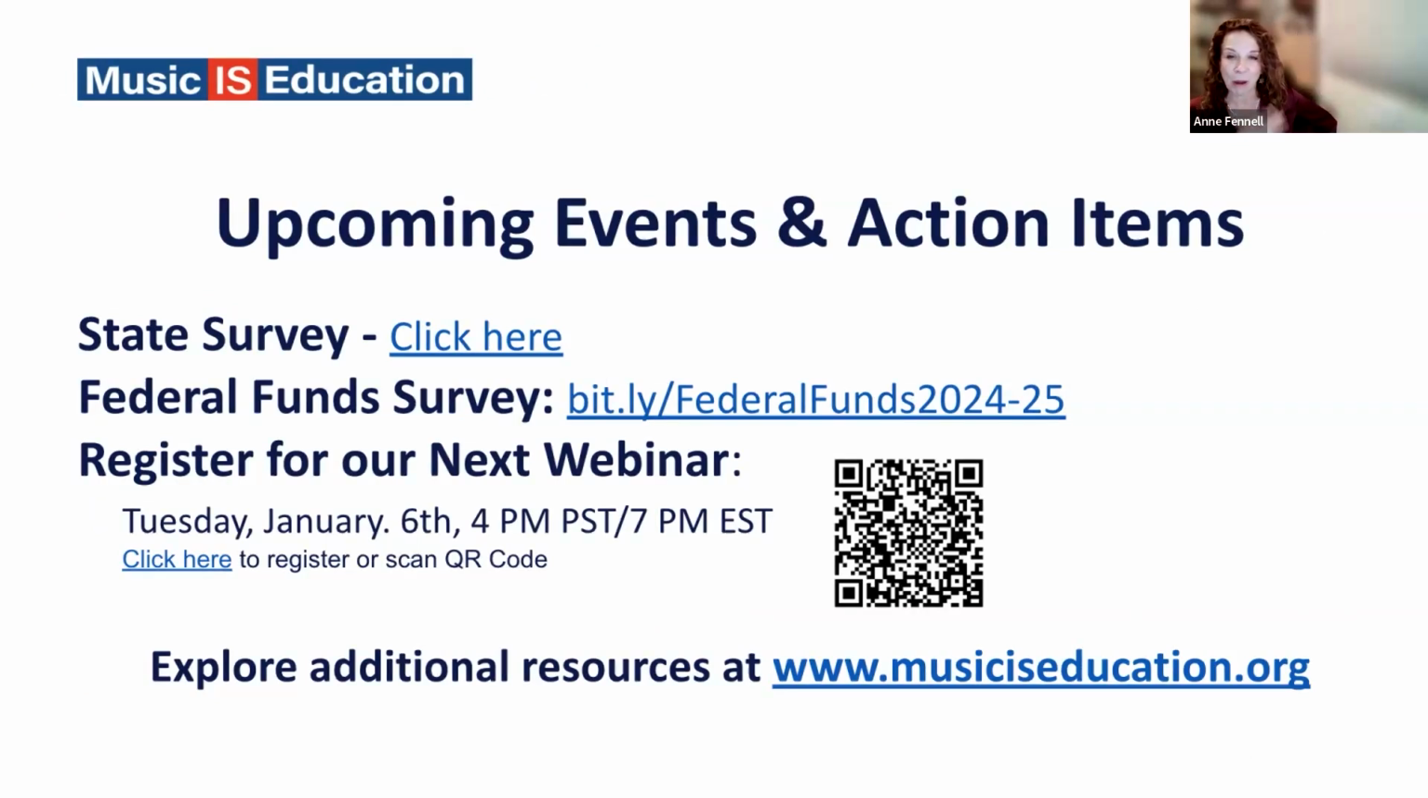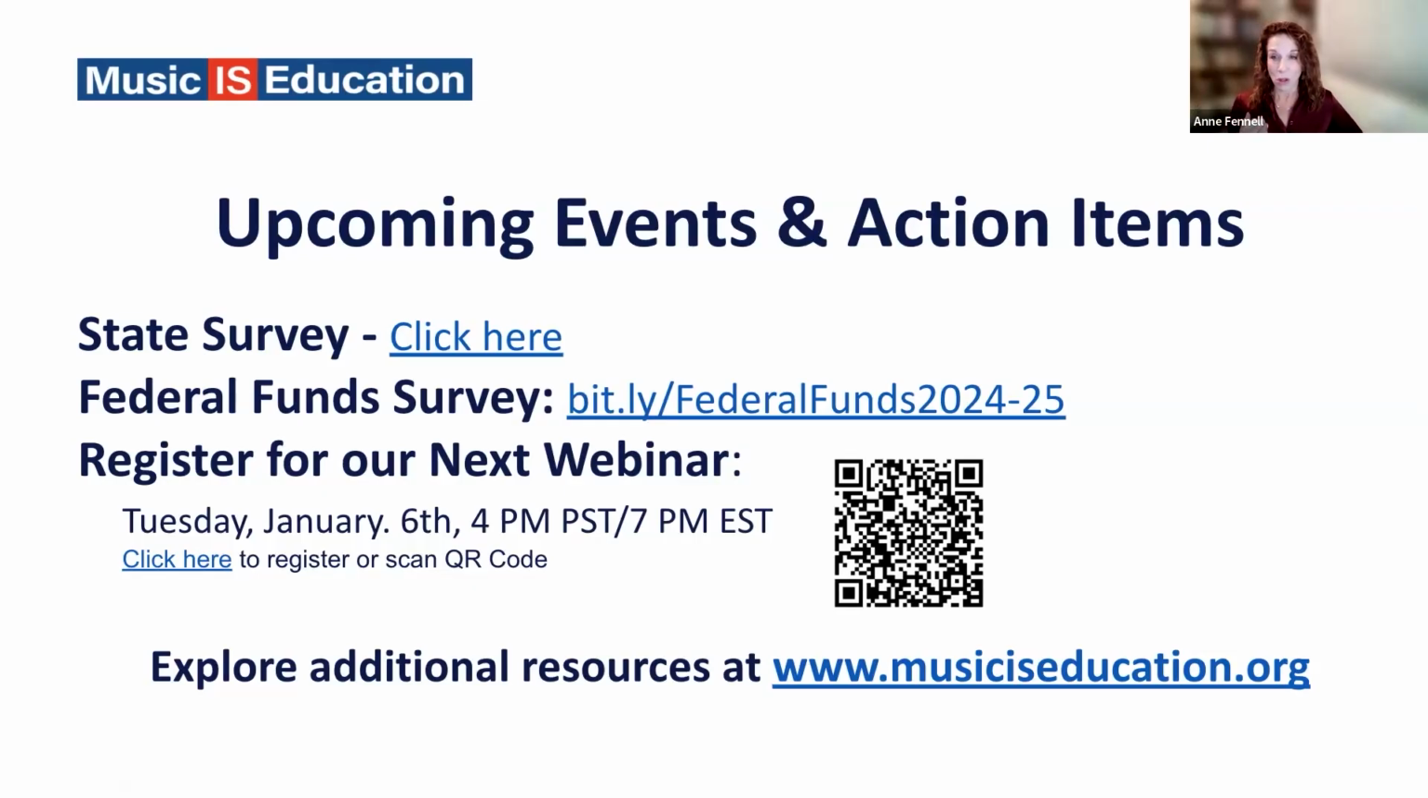Okay, our next slide is about upcoming events and action items. We have a couple of surveys we would like you to take. They have deadlines, and they're going to help us understand what your needs are. The first one is a state survey that's going to help us see what is up and coming and what the burning issues are. The federal fund survey with NAFME and NAM is out, and we need information on that.